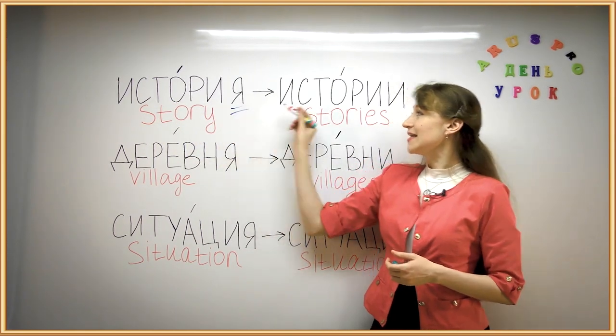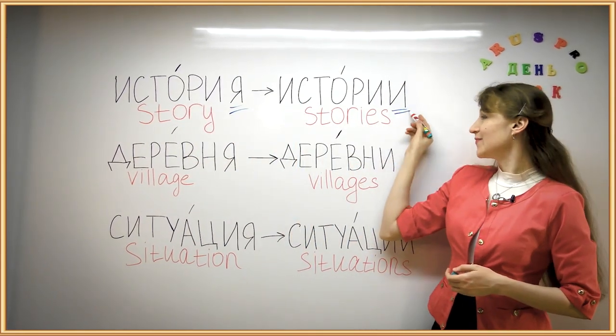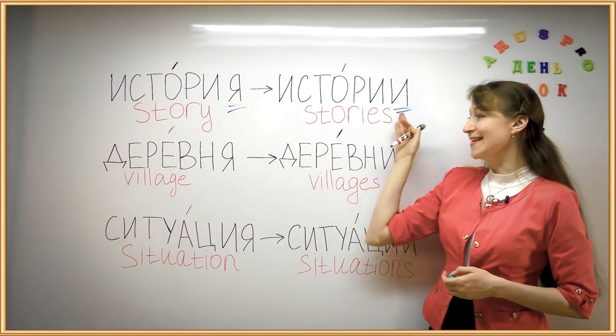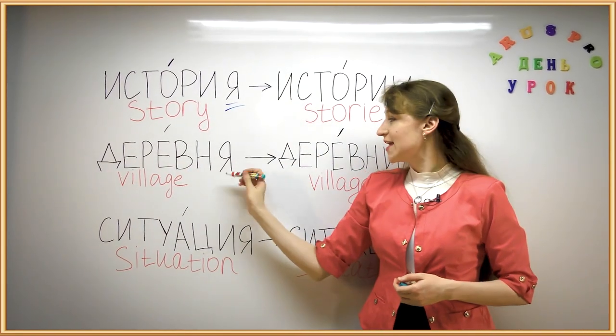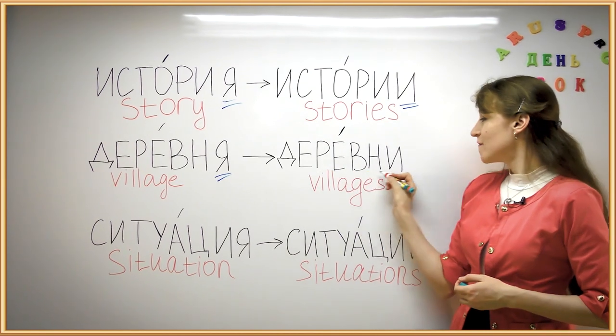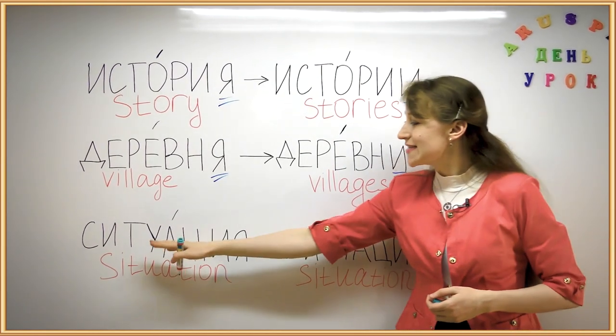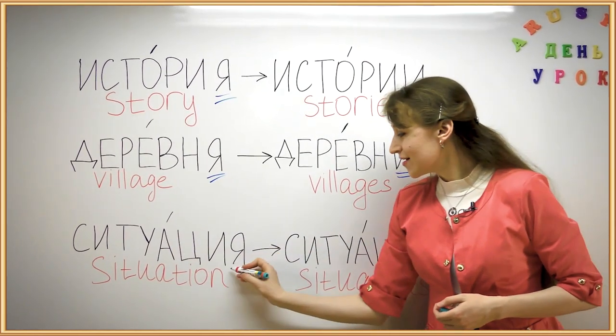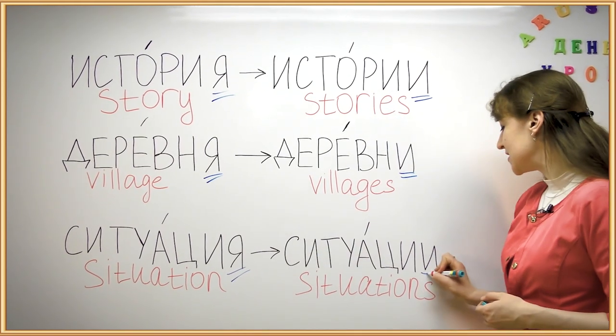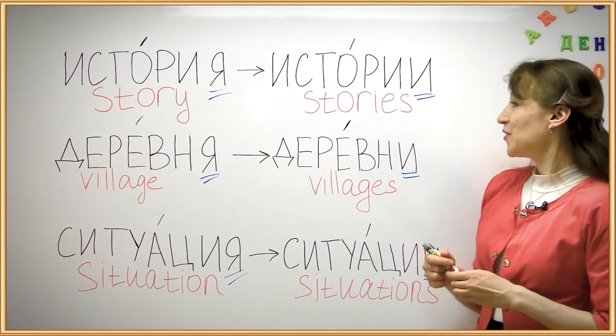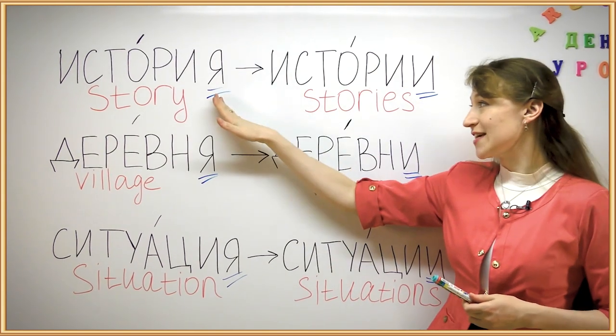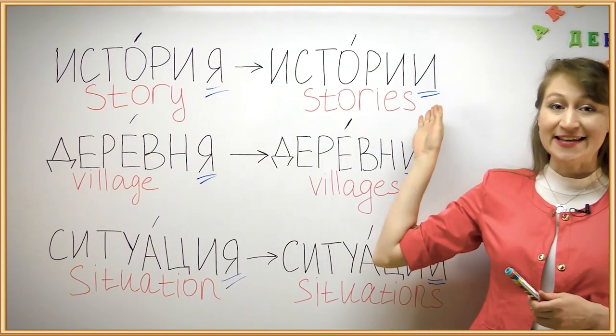История, истории. Я changed to и. Деревня, деревни. Ситуация, ситуации. So, in all these examples, я changed to и.